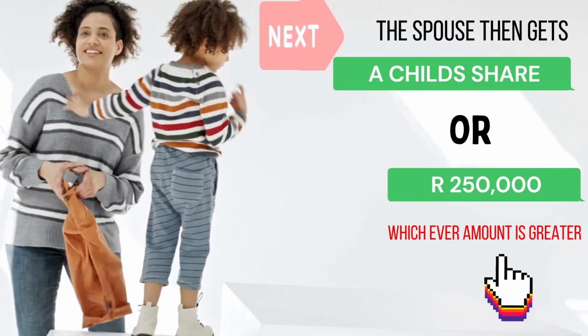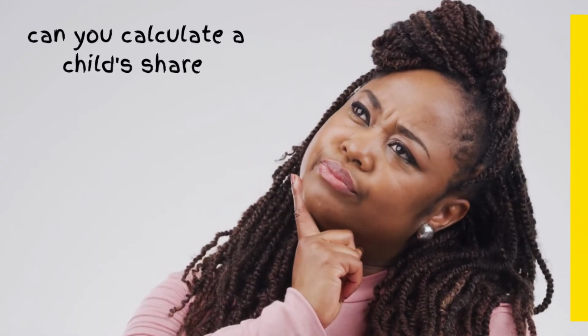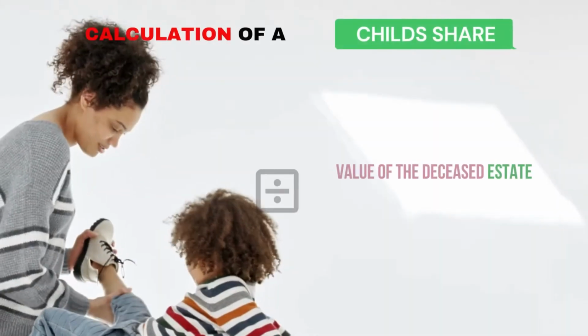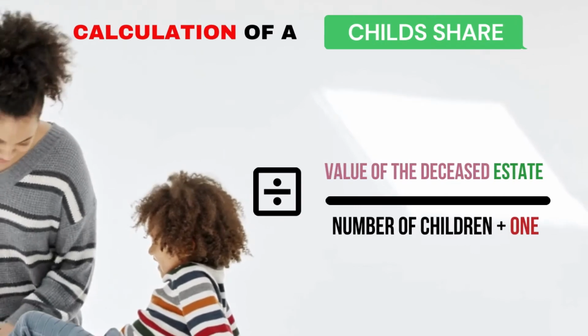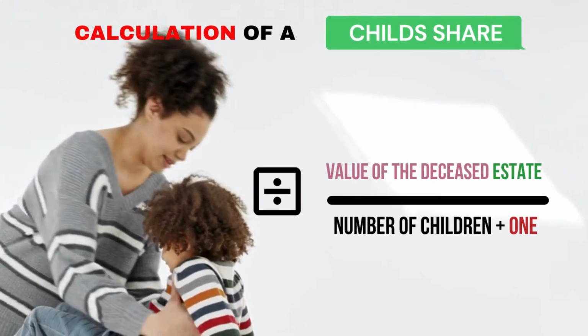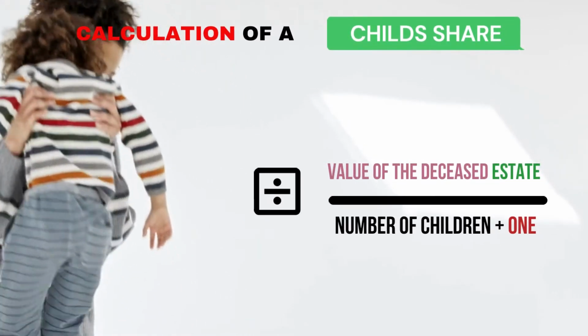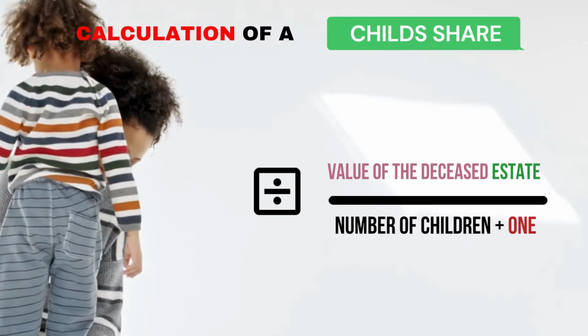The child's share is calculated as follows. Number 1. You start by dividing the monetary value of the deceased estate by the number of your surviving children, plus 1.